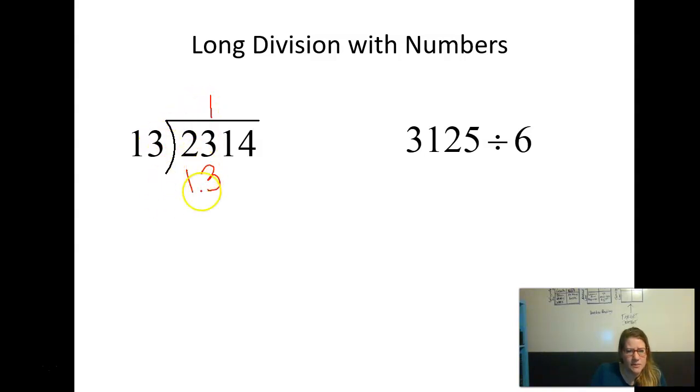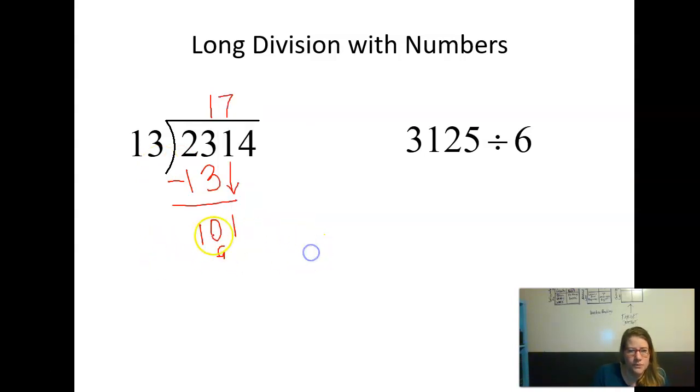And 1 times 13 is positive 13, but we want to subtract it from the number above, so we're going to put a minus right here. So 23 minus 13 is 10. And then I bring down the next number, 1. So now I'm looking for how many times does 13 go into 101. I would estimate about 8 times, but go ahead and check it on your calculator. But it turns out that 13 times 8 is 104, and that's over 101, so we've got to go down to 7. And then 7 times 13 is equal to 91.